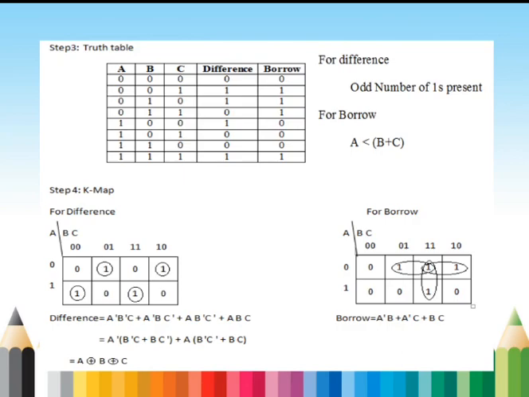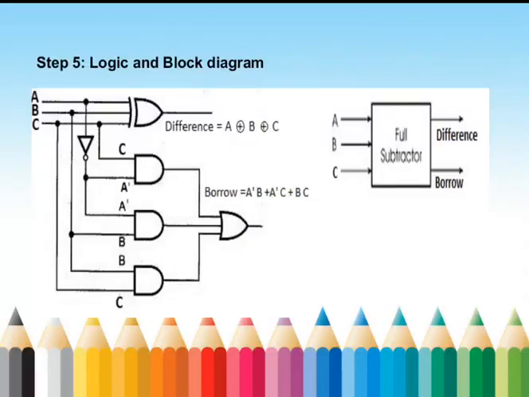So with this, we may convert these Boolean expressions into the logic diagram. By seeing the expression of difference, it is a 3-input XOR gate. So we use one XOR gate with input variables A, B, C to obtain the difference expression. And for borrow, it needs 3 AND gates. The first AND gate has inputs A prime and C. The second AND gate has inputs A prime and B, and the third gate has inputs B and C. So finally we add the outputs of the 3 AND gates to get the borrow expression, that is A prime B plus A prime C plus BC.